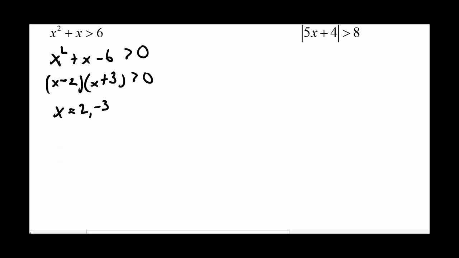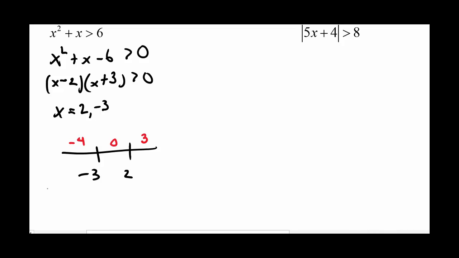And then I want to set up a number line where I'm going to pick test values in between. So something less than negative 3 like negative 4, something between negative 3 and 2 which is 0, something bigger than 2 which is 3. And then I want to go back into that factored form.